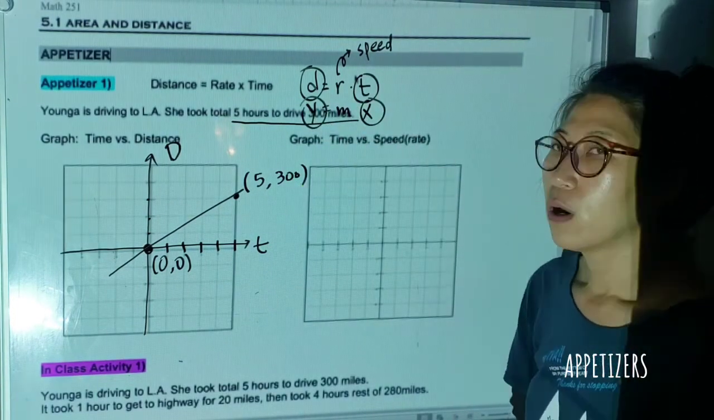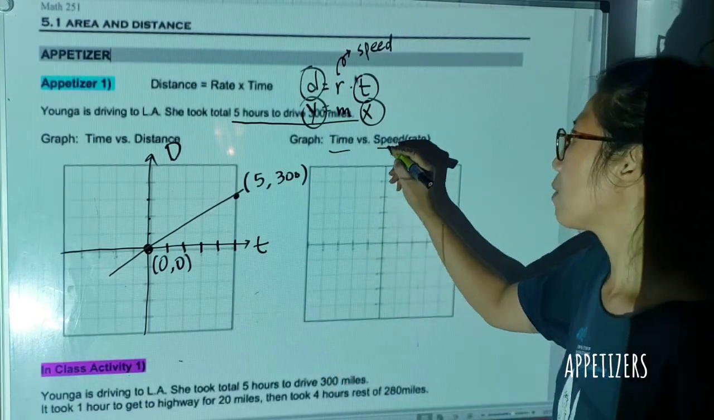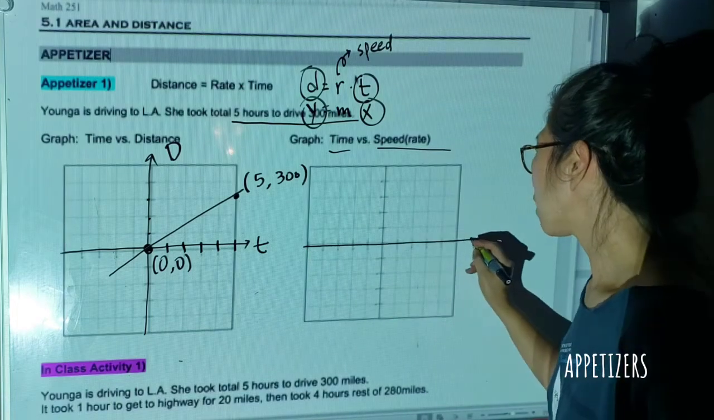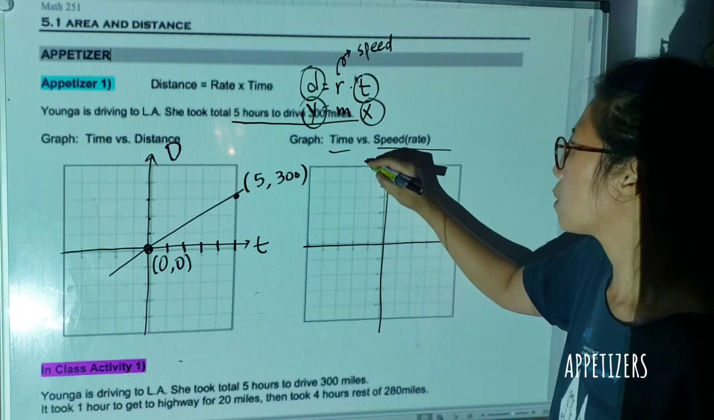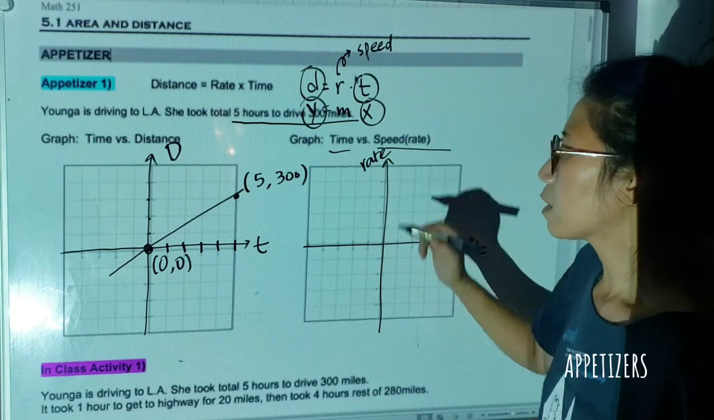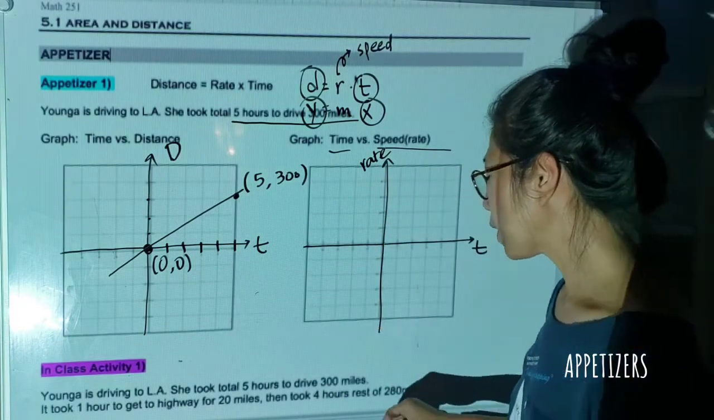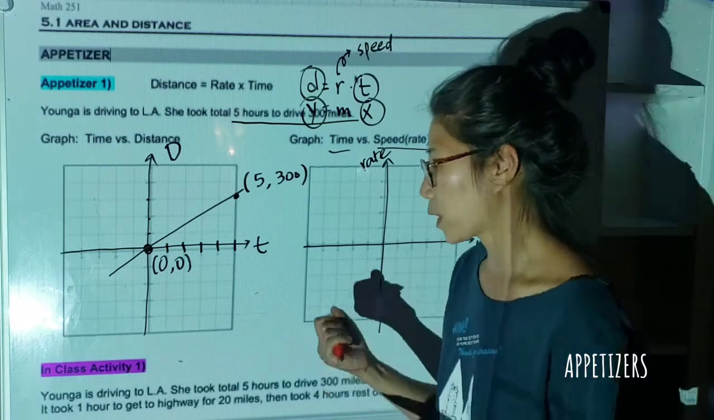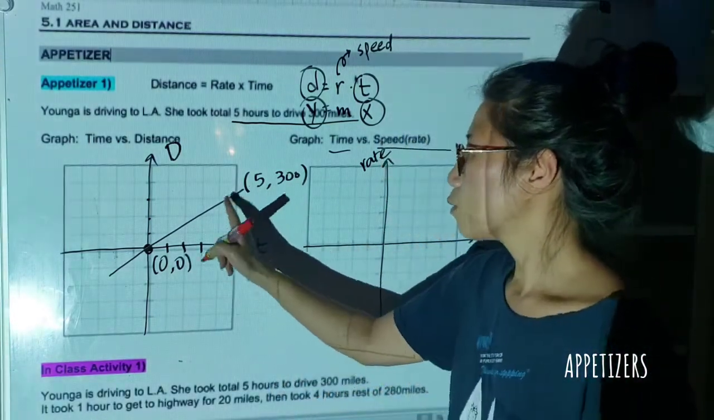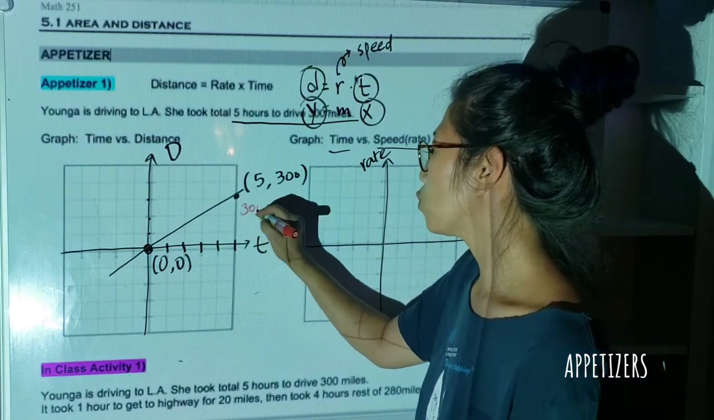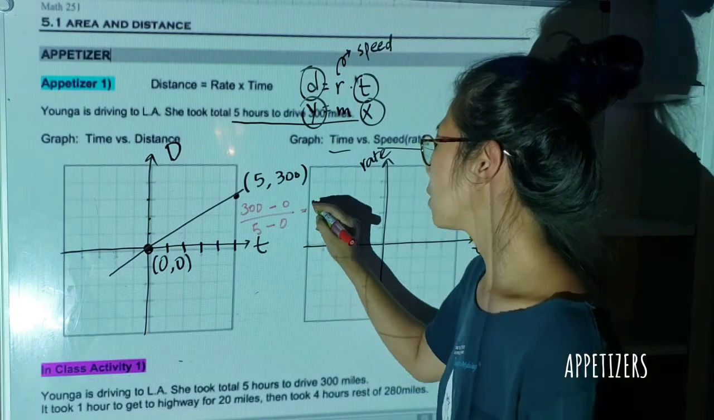Okay, now what if I want to change this graph to the relationship between time and speed? I'm going to graph the same thing, but x is time and y is speed as a rate. How can we find the speed from here? That will be our derivative. But since it's a linear equation, we can find the slope by just using the slope formula. The slope is going to be 300 minus 0 over 5 minus 0, which gives me 60.